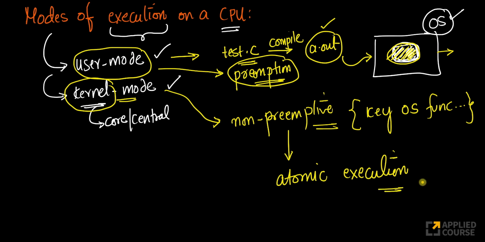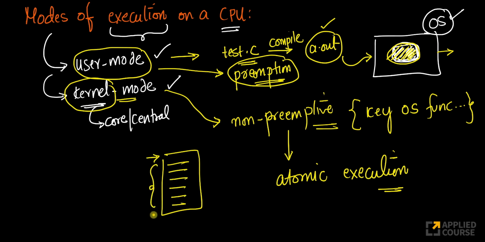What is an atomic execution? If you have a program or a process with a bunch of instructions, and this cannot be preempted, then from the very beginning to the end, everything has to finish.